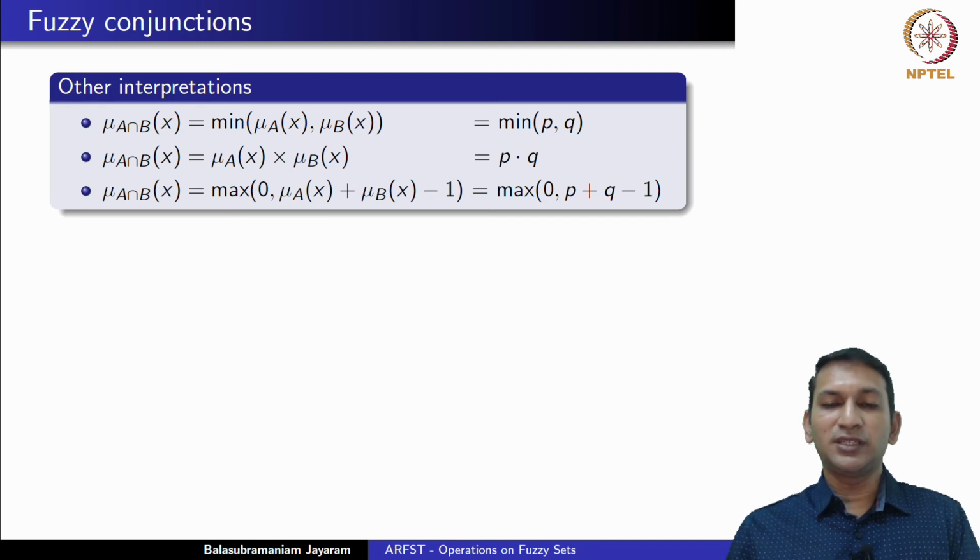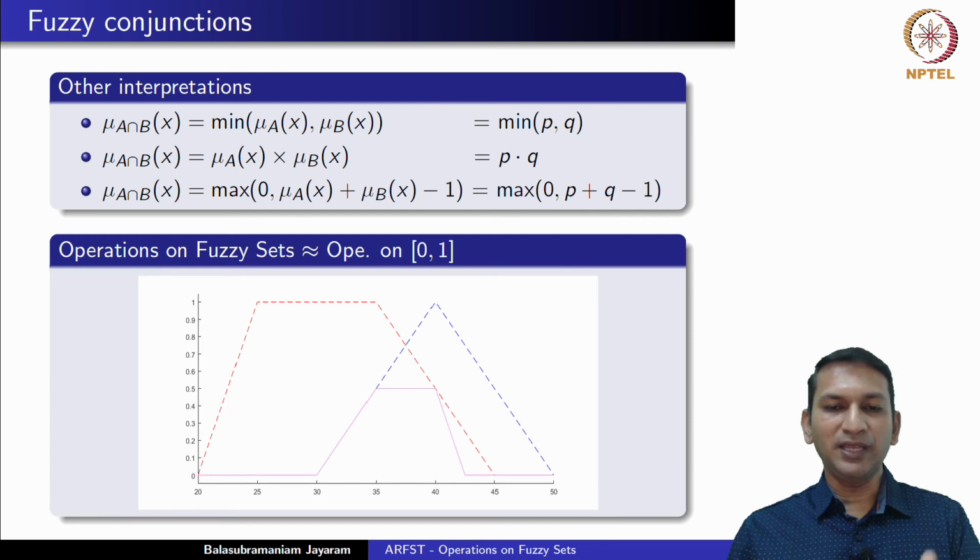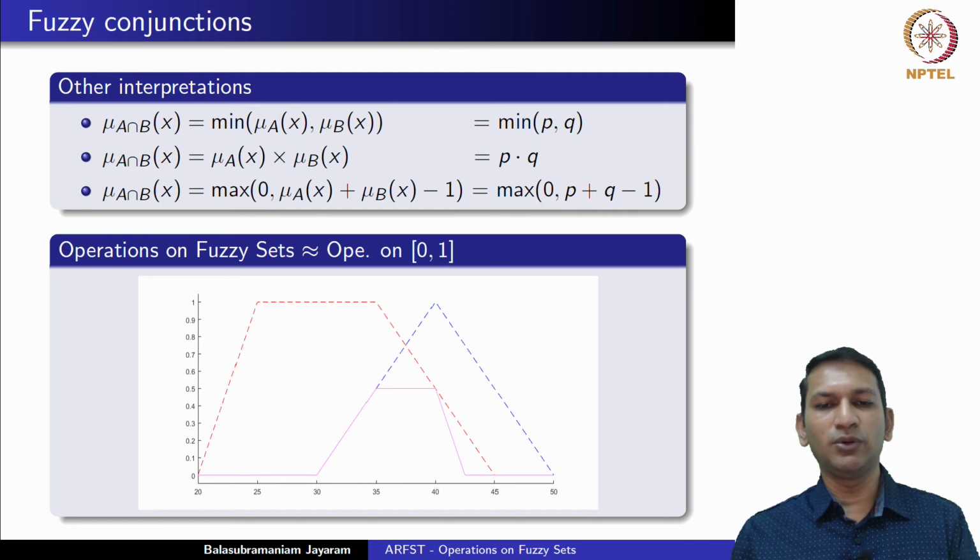Now, how does it look when we apply this operation on the fuzzy sets that we have considered so far? Once again, A and B, given in red and blue, are the fuzzy sets A and B. And the conjunction of these two fuzzy sets using this last operation is what you see in magenta. Once again, the shape of the functions is kind of retained, but still there is quite a variance.